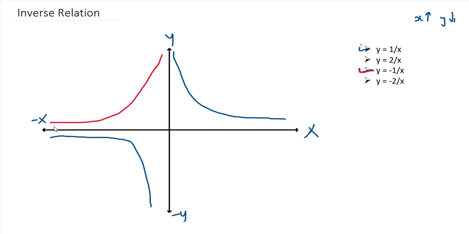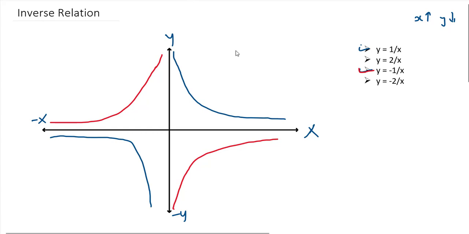So as x is increasing, it is moving from negative to positive. The value of y is also increasing. Similarly, in the fourth quadrant, we can draw it like this way. As x is increasing, your value of y is also increasing. It is moving from negative to positive.